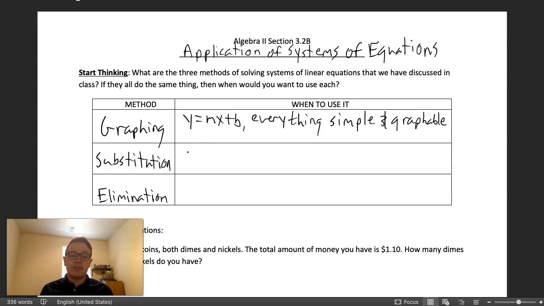When we have a coefficient for one of our variables equal to 1. So when we have a variable by itself, if the variable is by itself, then we don't have to do any of the work to substitute, we just have to put that into the other equation. Or if we have a coefficient that's 1, then we just have to subtract to get it so that we can substitute.